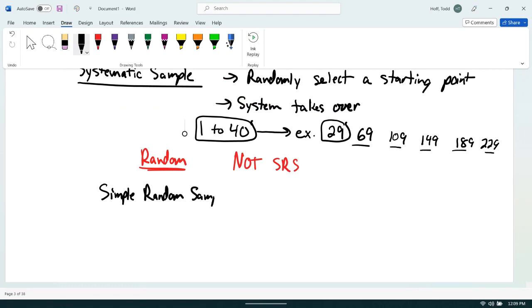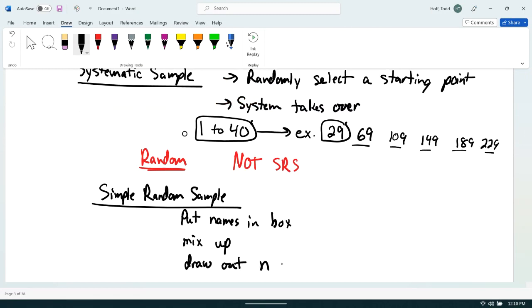Well, a simple random sample is simply, if you're looking at people, you could write down their names on pieces of paper and throw them in a box. If you're looking at items, you could assign them a number or whatever. But let's just say we're dealing with people, so we're going to put the names in a box, mix them up, and draw them out. Or draw out n items. This is like the big tumbler you see at raffles and stuff where they throw them in there and draw them out. That is a simple random sample.